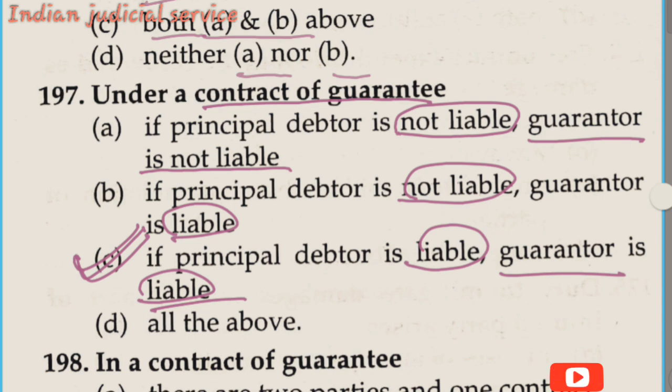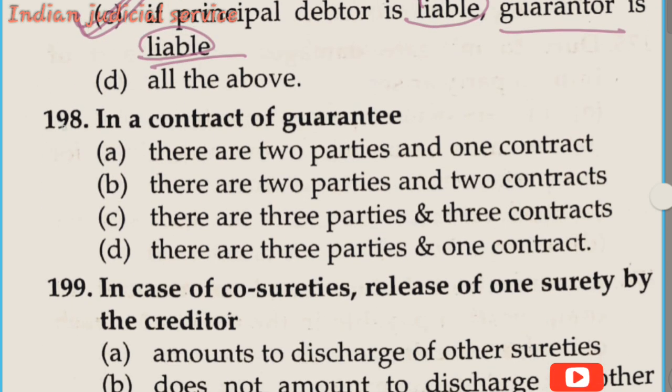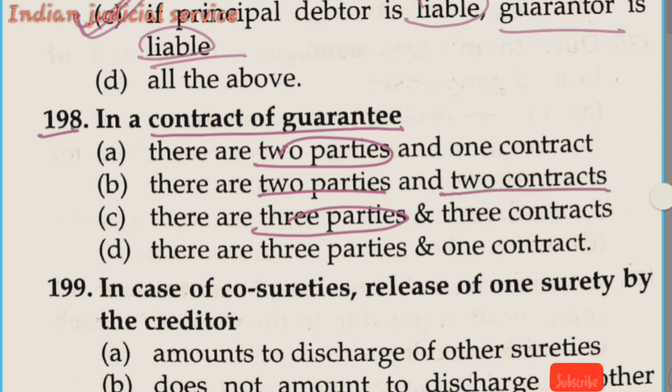Now question number 198. In a contract of guarantee, in a previous video we discussed very widely the contract of guarantee and contract of indemnity. Option A, there are two parties. In this contract there are not two parties, there are three parties. Option B, there are two parties and two contracts. Option C, there are three parties, three contracts. This is also wrong, there are three parties, but there is only one contract between these parties. So this statement is also wrong.